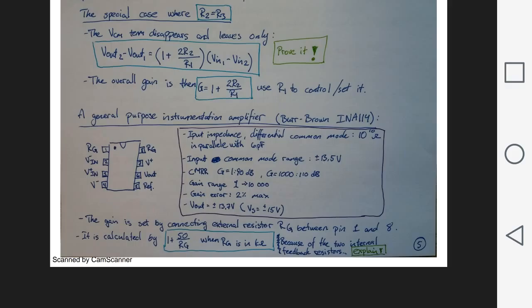The gain is set by connecting an external resistor RG between pin 1 and 8, and to calculate the gain, it is 1 plus 50 divided by RG, when RG is in kilo ohms. To understand this equation, you have to find the datasheet, which would tell you that it is because of the two internal feedback resistors.